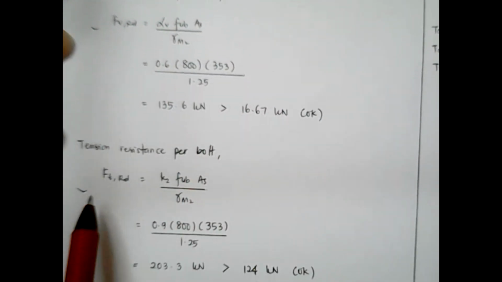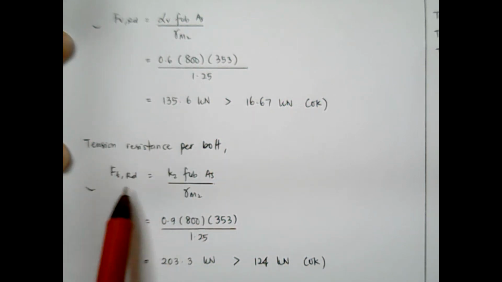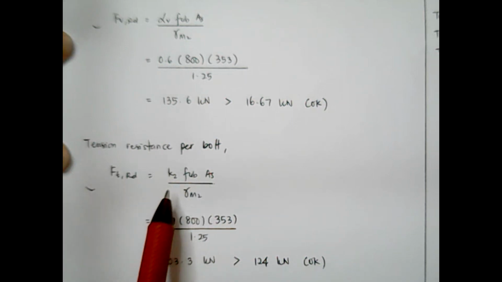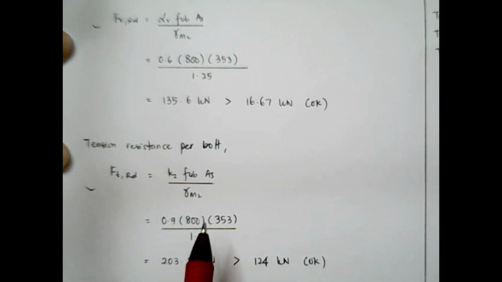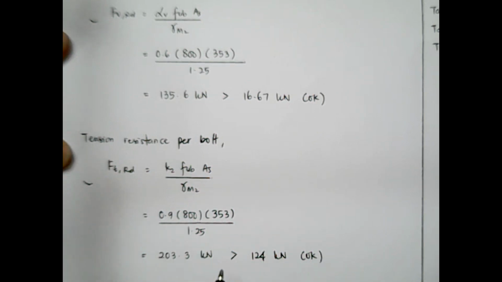And the next check is to check the tension resistance per bolt. For tension resistance per bolt, you have FTRD, and this equation refers to the table where you need to find K2 FUB AS, and K2 is given as 0.9, as given in the tables, the factor. And 800 and 353, similarly you can get from the information of the tables based on the criteria of your bolts and so on.